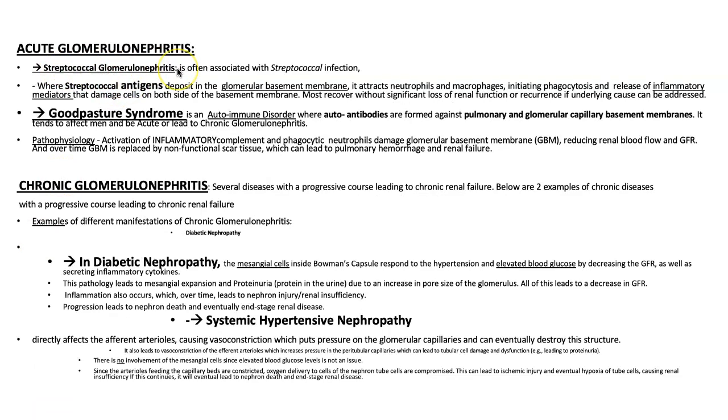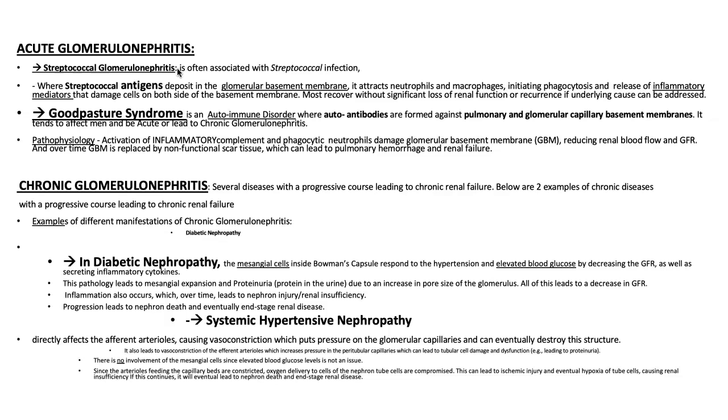streptococcal glomerulonephritis. So this is going to be where a person having a strep throat, the strep throat is treated by antibiotics, but if the strep antigens pathologically fall on the basement membrane of the glomerulus, it causes inflammation, and that inflammation can be deadly to the nephron.